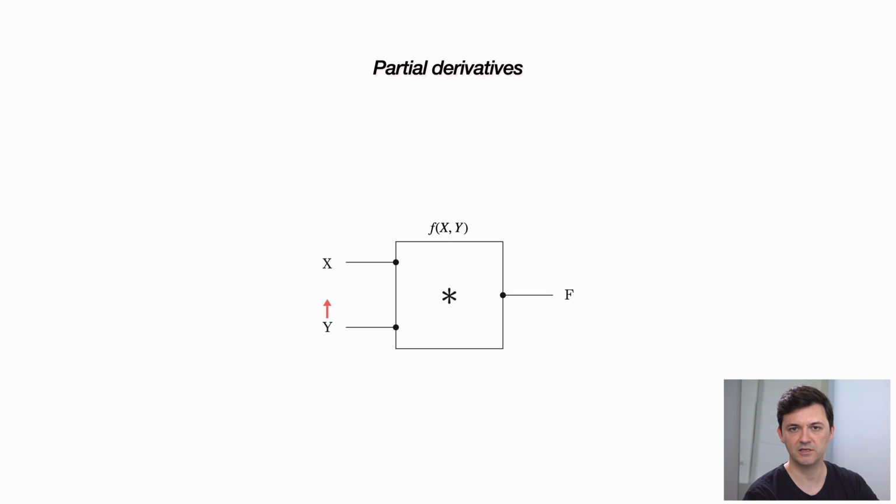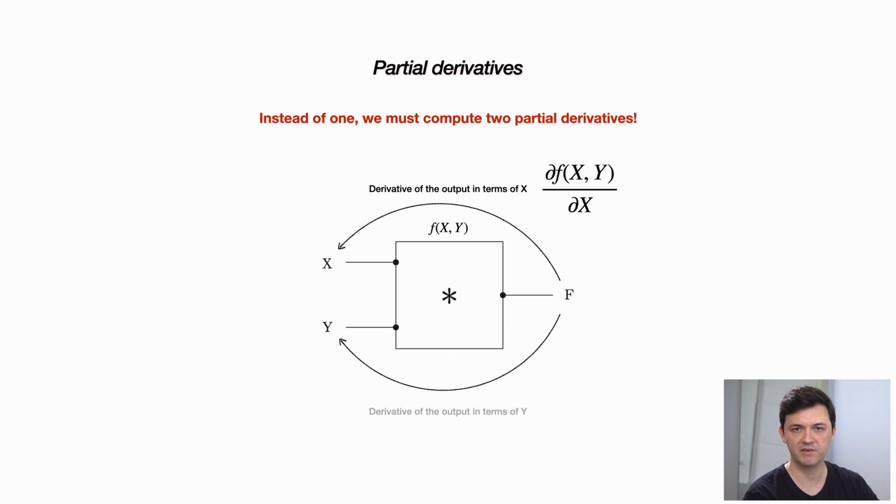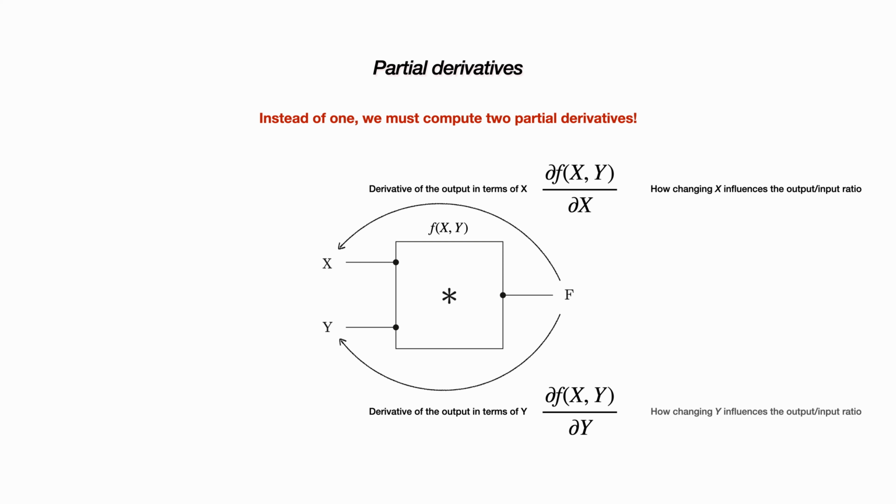If our function has multiple inputs, which is usually the case in computational models, then the concept of a derivative needs to be extended. So what changes is that instead of one, we need to compute multiple derivatives, one in terms of each input. Here, since the function f has two inputs, we need to compute two partial derivatives. The first is the derivative of the output in terms of x, and the second one is the derivative of the output in terms of y. The first value tells us how changing x influences the output to input ratio, and the second one how changing y influences the output to input ratio.